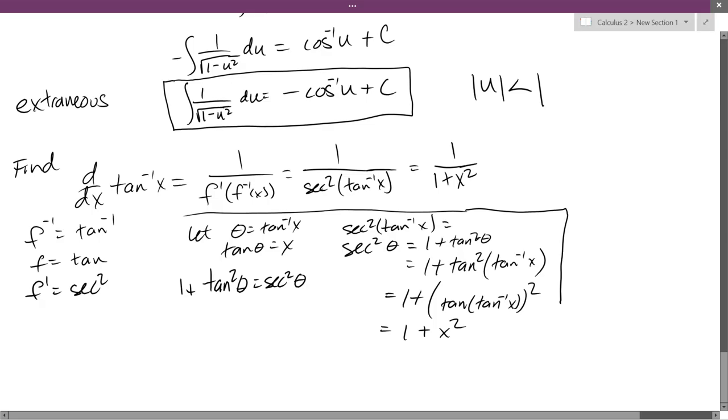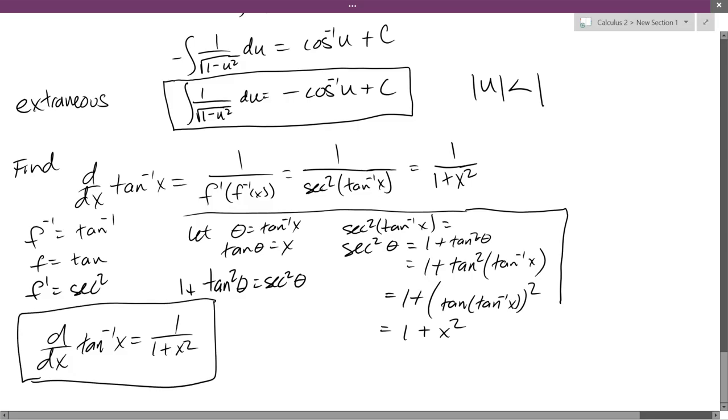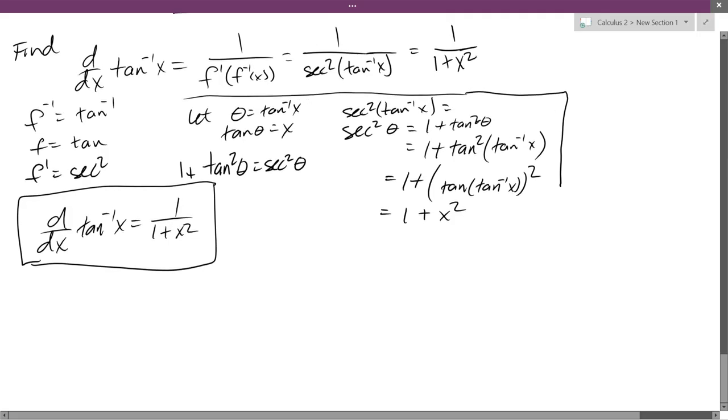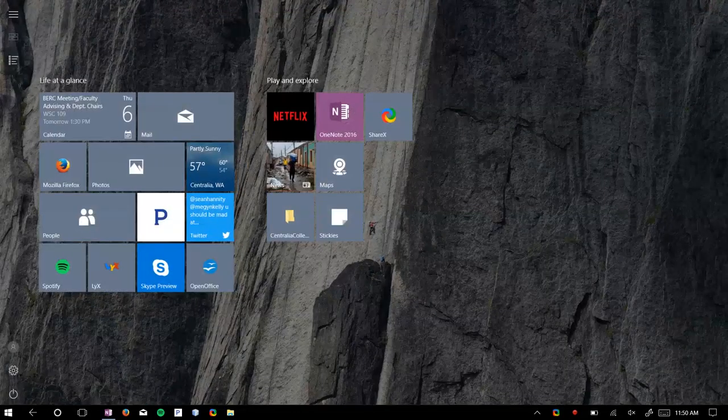All right, writing down. Just summarizing this, d over dx tangent inverse x equals 1 over 1 plus x squared. All right, it's a good place to stop. We'll obviously rewrite this with an antiderivative.